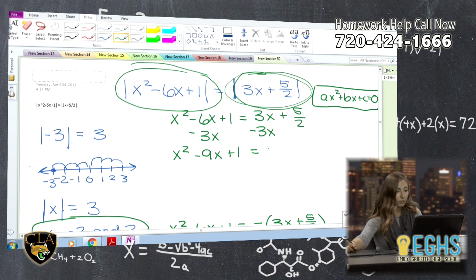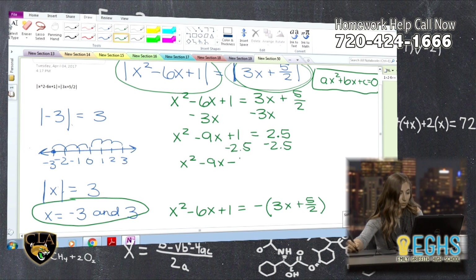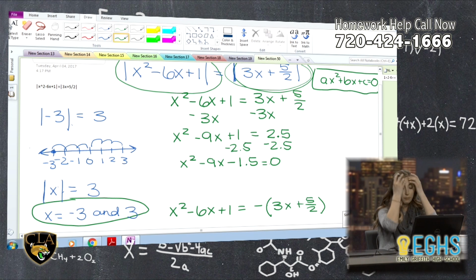And again, I'm not getting really into the nitty-gritty of how or why this is, but I'm going to change this 5/2 into 2.5, just because it's maybe a nicer, easier number to work with a little bit. Depends on your thoughts on fractions. And then we're going to say that this is x squared minus 9x minus 1.5 is equal to 0. So from here, I'm going to need to do the quadratic formula. I'm going to save that, though, because we'll do that together with both of them.